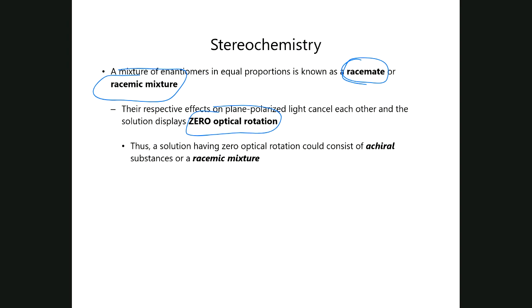So when you have a sample that has zero optical rotation, it can be two things. It's either achiral to begin with.